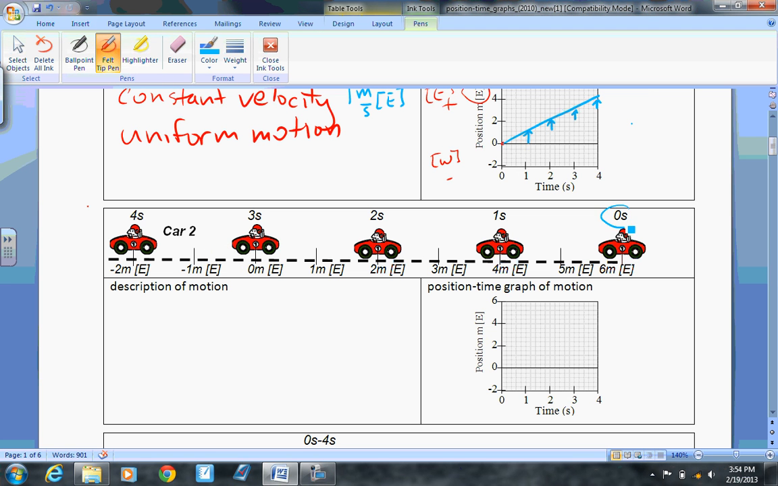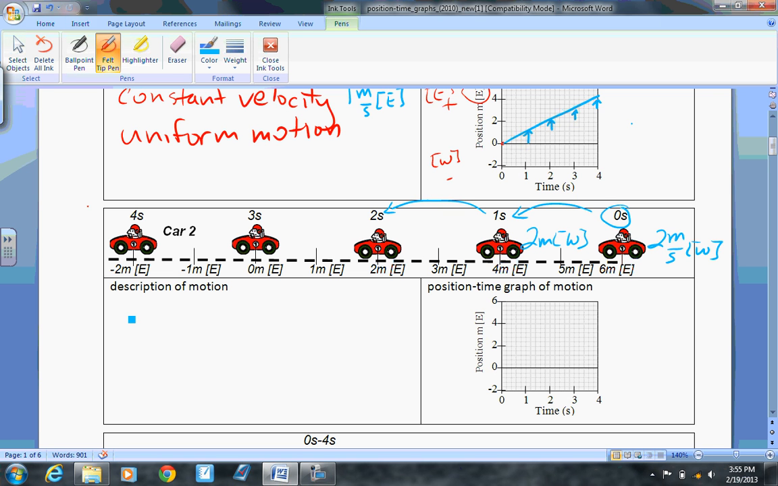So in this case, we're starting over here. So we're starting at this point, and gradually we're changing our position, so it's moving towards the west. Now in this case, for every 1 second interval, we're actually moving 2 meters negatively, or 2 meters towards the west. So in other words, my velocity here would be 2 meters per second westward.